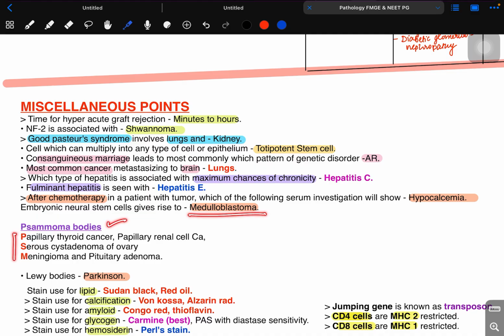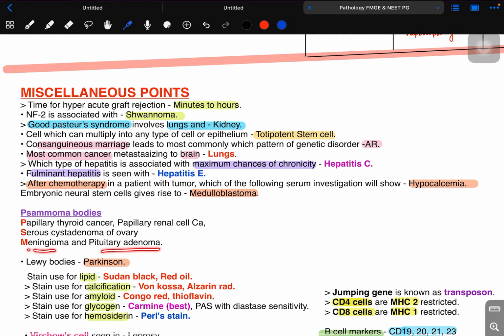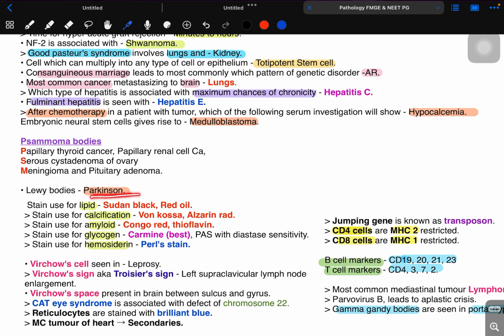Psammoma bodies are found in, the mnemonic is PSAM. P for papillary thyroid cancer, papillary renal cancer, S for serous carcinoma of ovary, and M for meningioma and pituitary adenoma. Lewy bodies are found in Parkinson's disease.